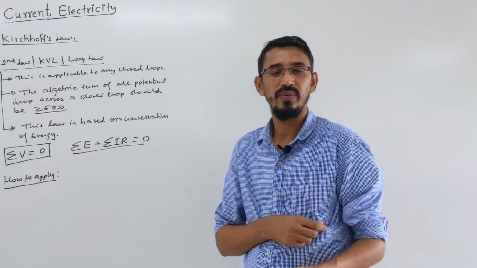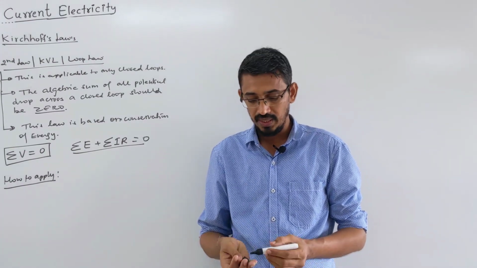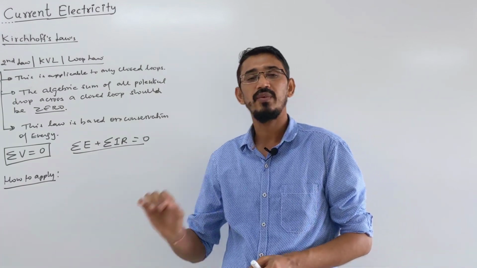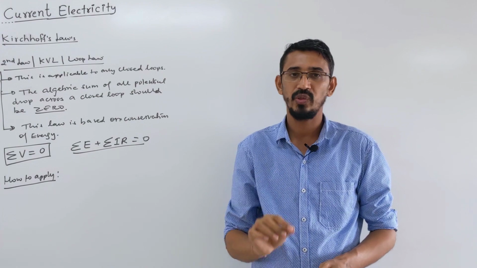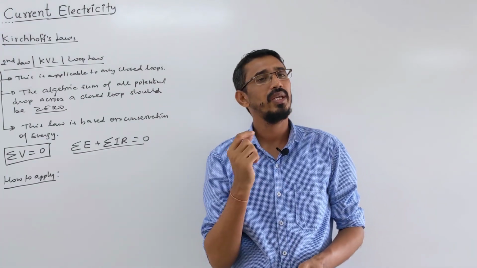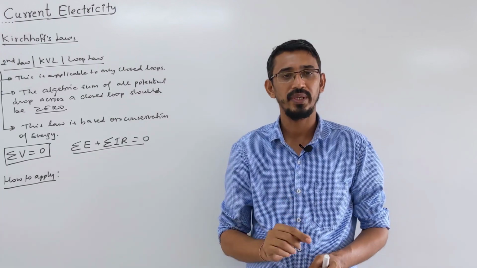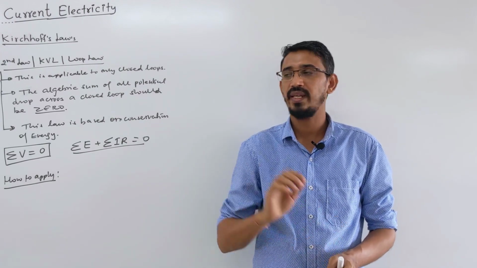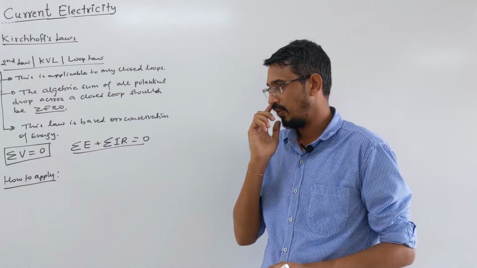You choose any loop where you want to find something unknown, like current unknown or some resistance unknown or a battery unknown. You apply Kirchhoff's law. You start from any point, go across the complete loop and come back to the same point. You can go clockwise or anti-clockwise, it doesn't matter. But suppose you're writing for two loops: in one loop you're going clockwise, then the next loop also you have to go clockwise. The same direction you have to follow for any loop.